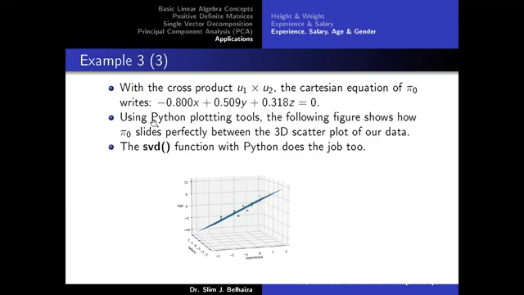So we can use just the basic tools in Python. Using Python plotting tools, the following figure shows how pi0 slides perfectly between the 3D scatter plot of our data. And the simple SVD function in Python gives you your SVD, I mean your U vectors, your V vectors, and your singular values. In 3 dimensions, you can even represent this perfectly. It works well if your data has some kind of linear relation.